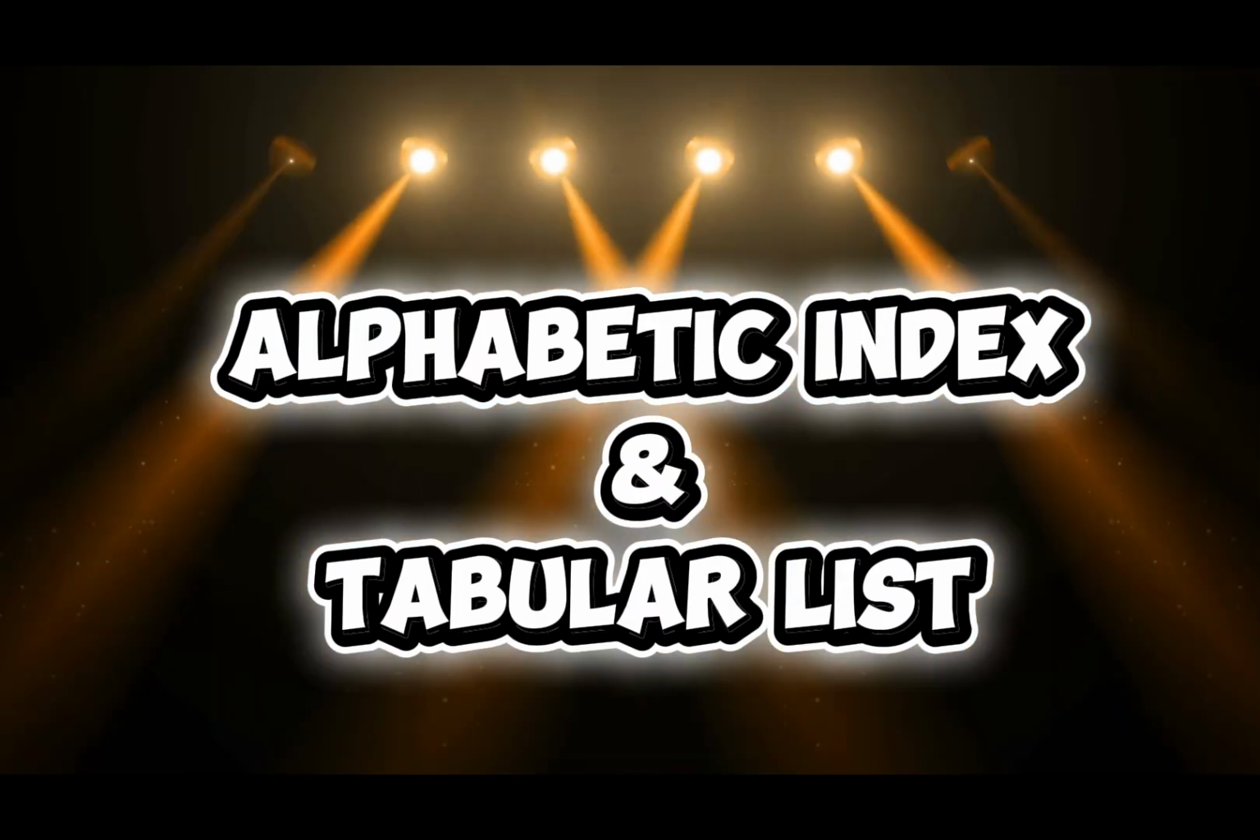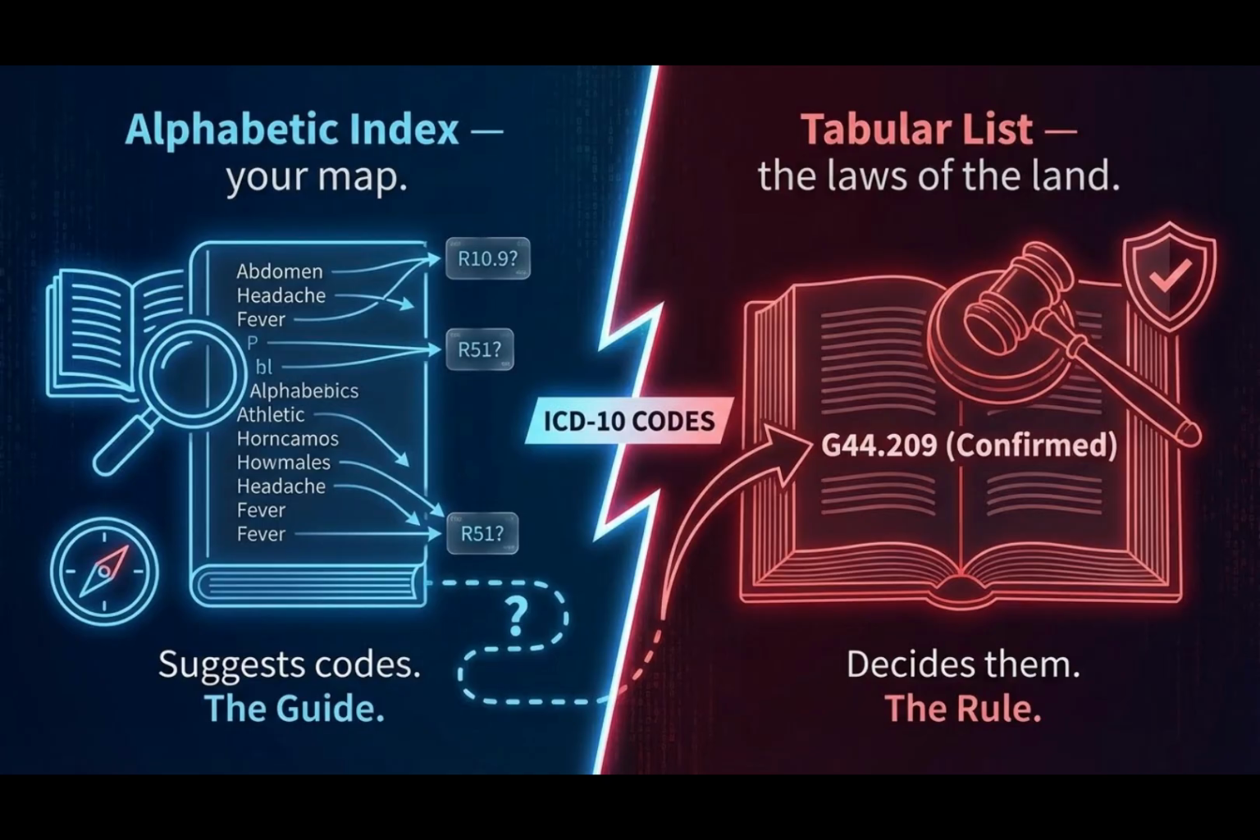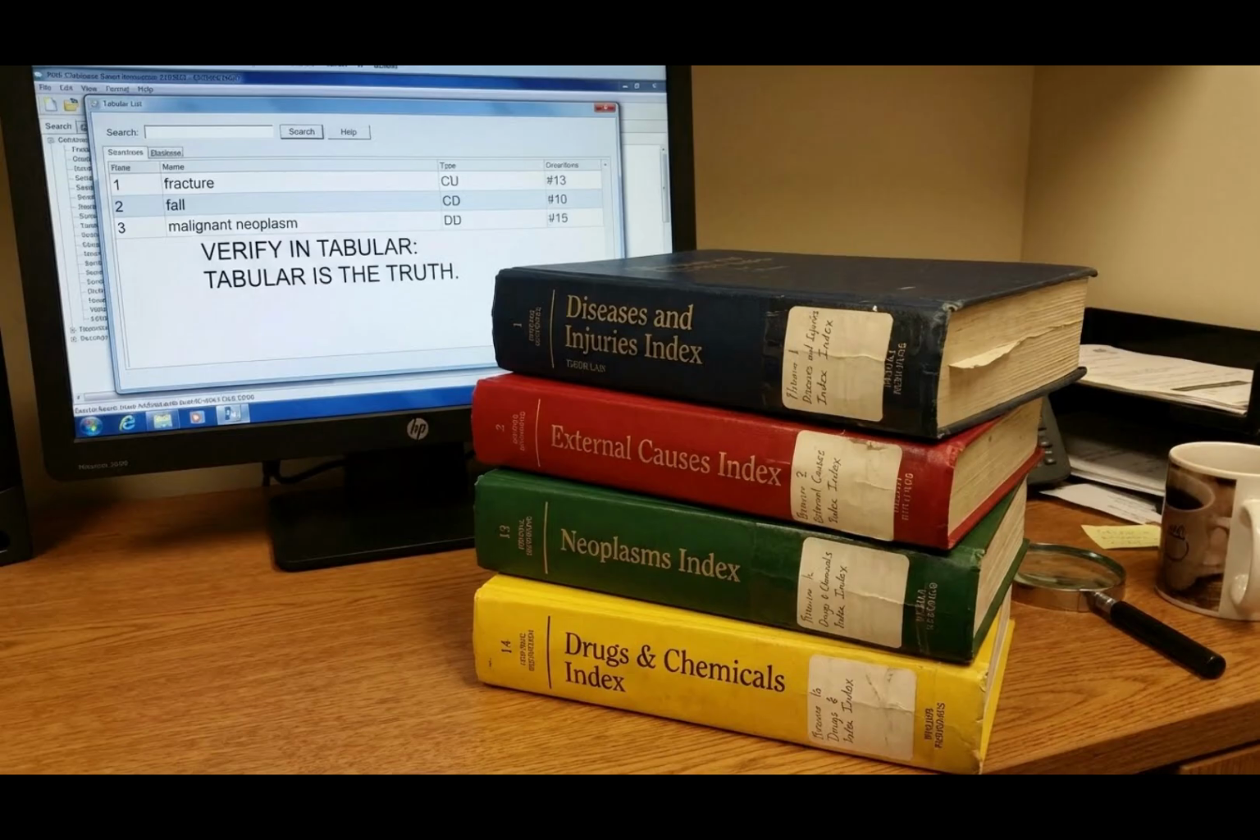Alphabetic index and tabular list. ICD-10 gives you two worlds. Alphabetic index, it's like your map. Tabular list is like the laws of the land. The index only suggests codes. The tabular decides them. And the index is actually 4 separate indexes. 1, diseases and injuries. 2, external causes. 3, neoplasms. 4, drugs and chemicals. When the index points you somewhere, you must verify it in the tabular. Because if the index is the hint, the tabular is the truth.